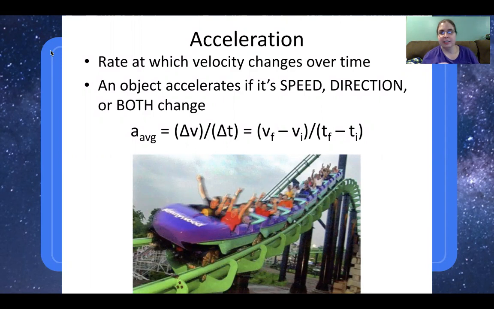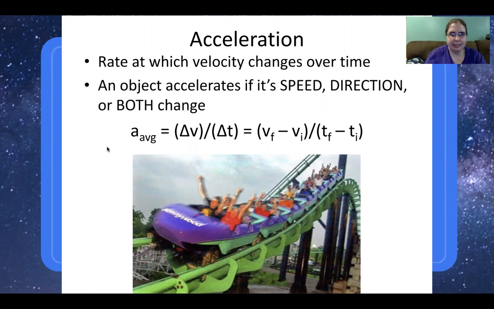So whether it is speeding up or slowing down, if it's experiencing a change in its direction, because velocity includes direction. So if it's going in one direction and then it switches, that is considered an acceleration. Or both. Maybe it slows down as it's turning. Regardless, it is a change in speed or direction. So it's a change in velocity over time.